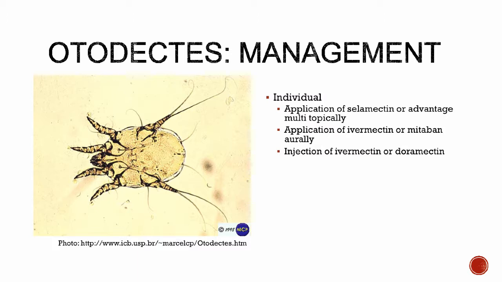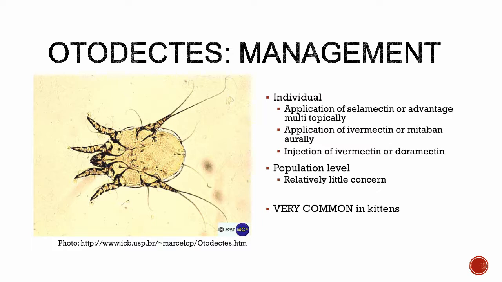As a population, though, especially if you treat with flea medication, this tends to also get the ear mites as well. But it's so common that, depending on your population coming into your shelter, it may not be a bad idea to have treatment for ear mites be part of your intake protocol. And that way you don't have to worry about it when an animal comes in with ear mites. You can clean the ears, you can give them their protocol treatment, and then you can send them on their way. And that way you don't have problems.